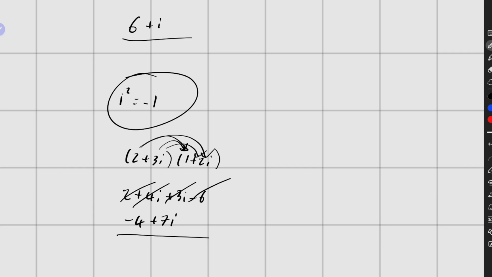Alright, I want you to give this a go and see if you get it right. So let's do the equation x squared minus 2x plus 2 equals 0. Now please, I encourage you to pause the video and give this a go.